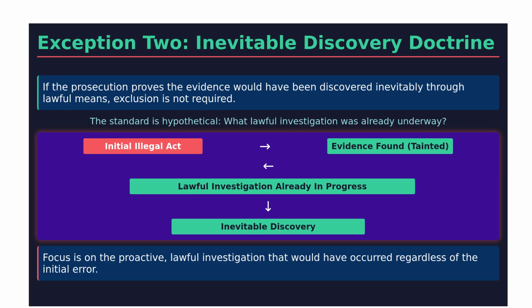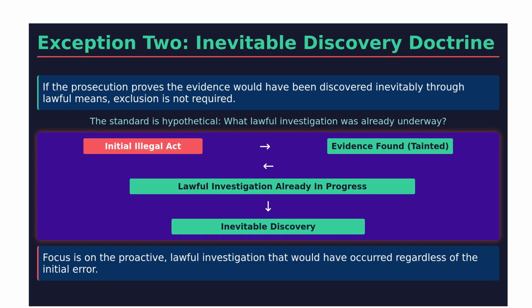Moving beyond the independent source doctrine, we encounter the second major exception to the fruit of the poisonous tree rule, the inevitable discovery doctrine. This doctrine is rooted in the idea that if the prosecution can prove by a preponderance of the evidence that the evidence would have been discovered inevitably through lawful means, then exclusion is unnecessary. Unlike the independent source doctrine, which relies on an existing, separate lawful path, inevitable discovery focuses on a hypothetical future path that was already set in motion.